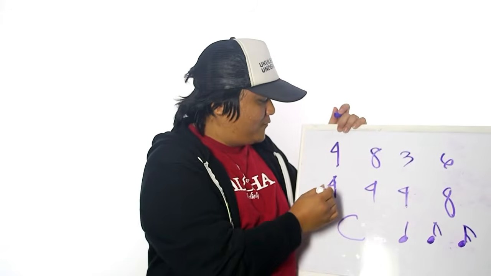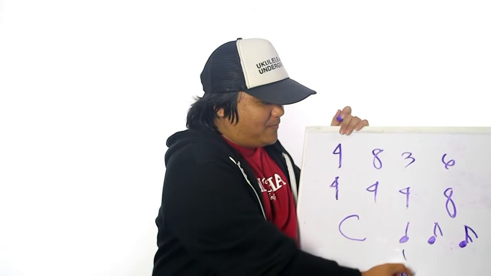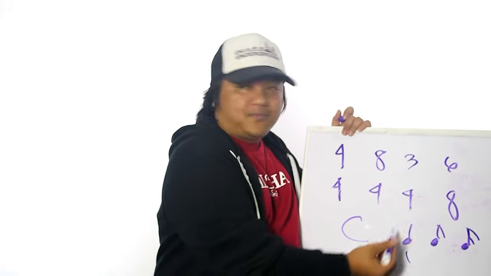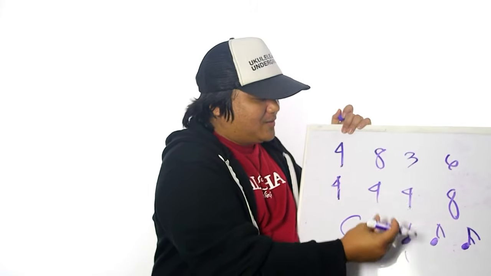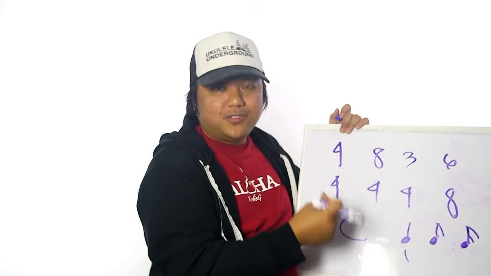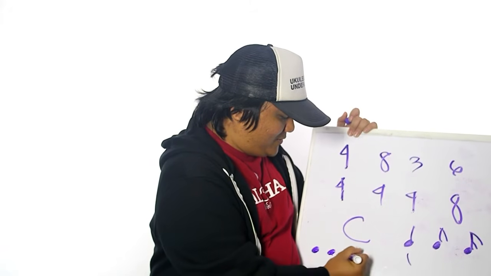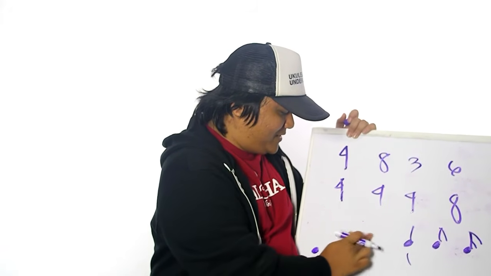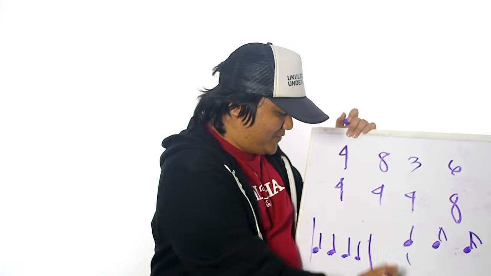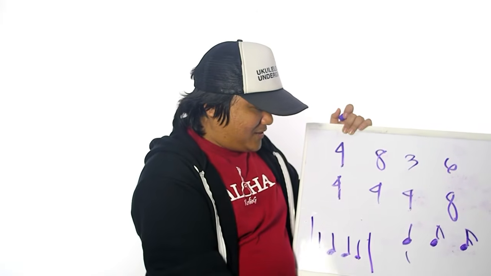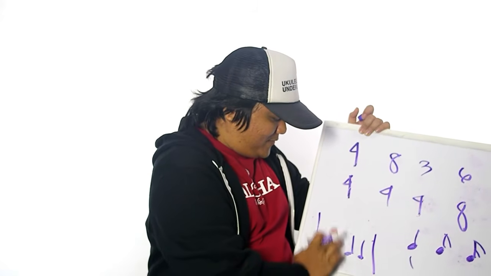In 4/4, this gets its full value, meaning this gets 1 beat. So you would see 4 of those in one measure. If we're counting 1, 2, 3, 4, it's going to look like this. Bam, bam, bam, bam. And here's a measure.